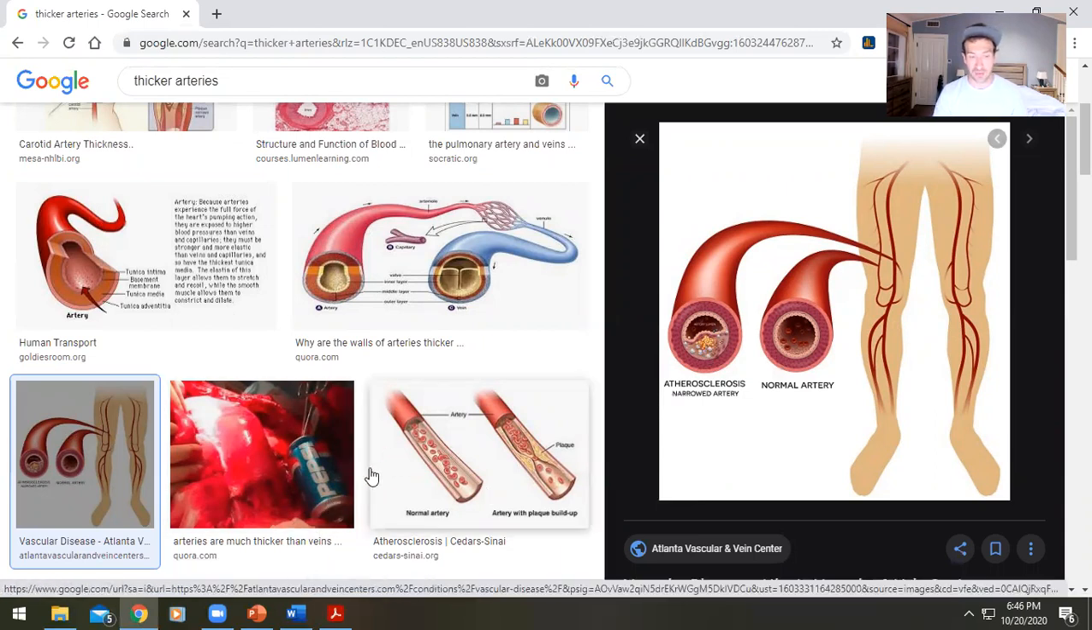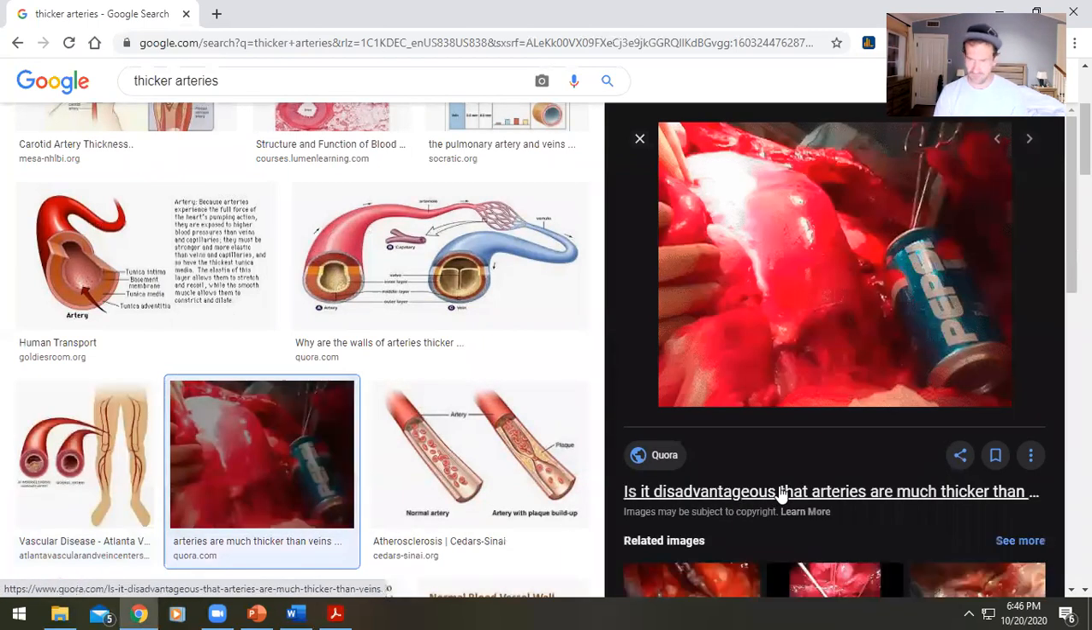I don't really like how they're describing that. Why is there a can of Pepsi here?